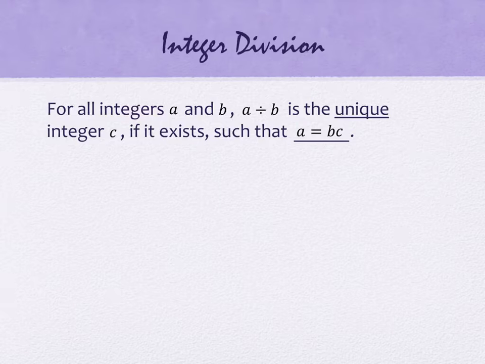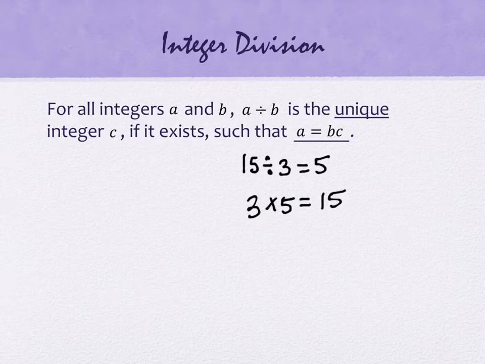So if you're thinking about how I describe this in terms of being written down, 15 divided by 3 is equal to 5, and of course the reason is because 3 times 5 equals 15, and you'll hear these referred to as a fact family.